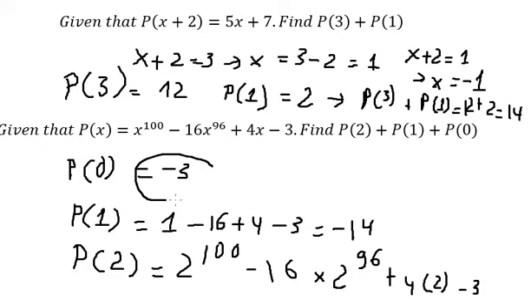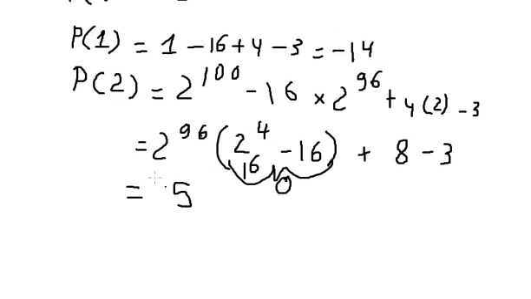So we sum all the numbers in here. And that should be negative 3, negative 14 plus 5. And you got negative 12. And that is the final answer.